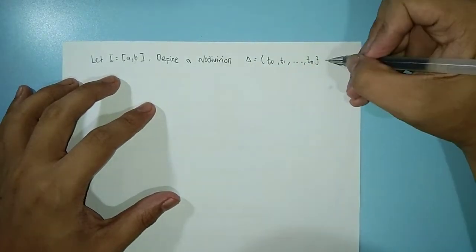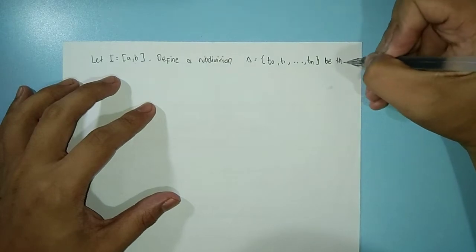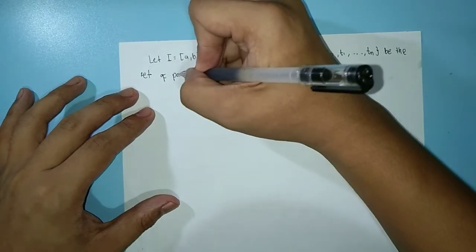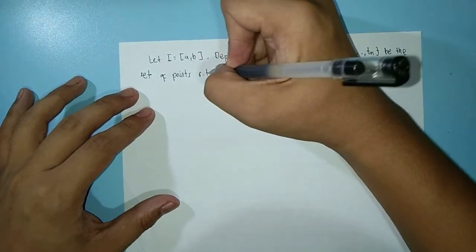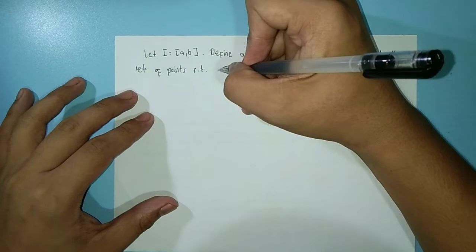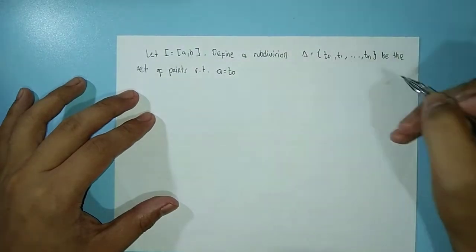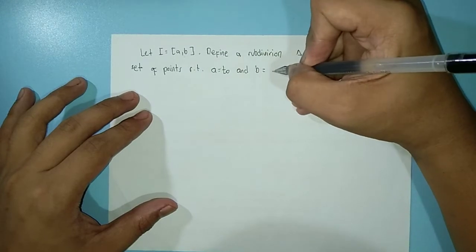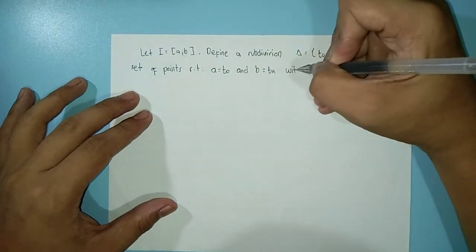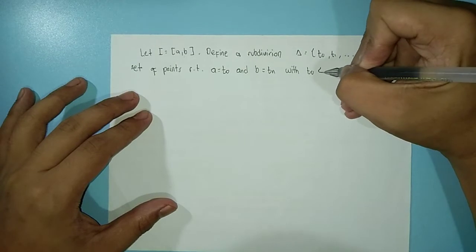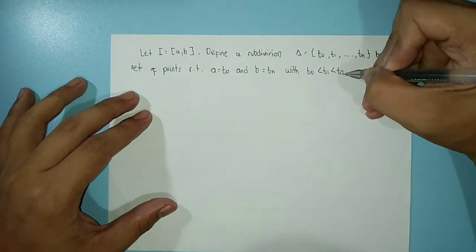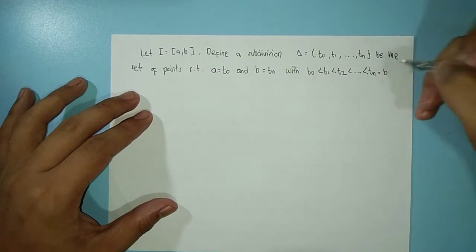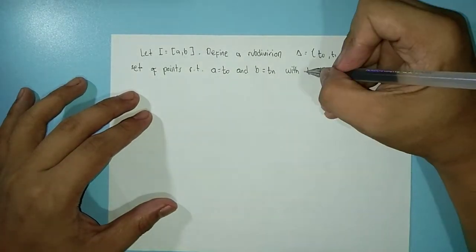So let's define this to be the set of points such that a is equal to t sub 0 and b is equal to t sub n, with t sub 0 less than t sub 1 less than t sub 2 less than up to t sub n, which is equal to b.